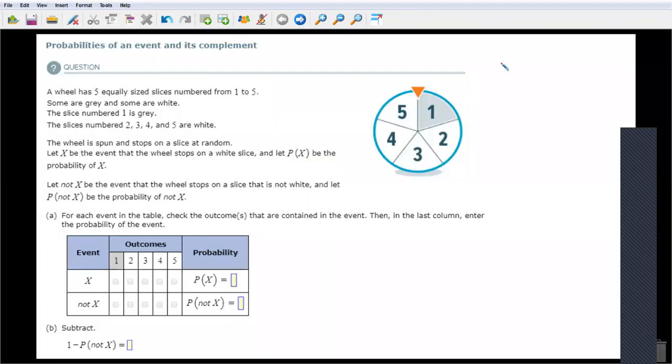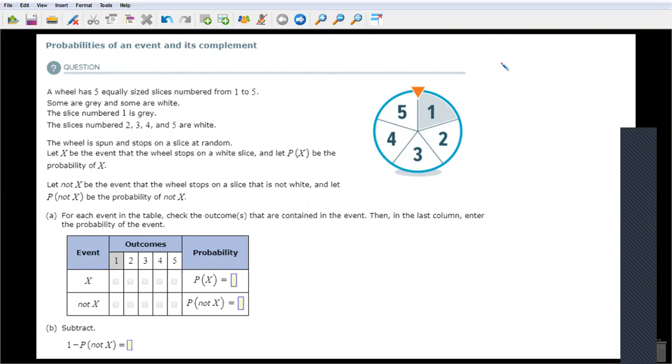Welcome back for topic number 4. It's probabilities of an event and its complement. Taking a look at what we have here, it looks like we got a lot of words. Seems kind of confusing, but I'm going to walk you through it and we'll figure it out together because the actual math that you're doing here is not very difficult.